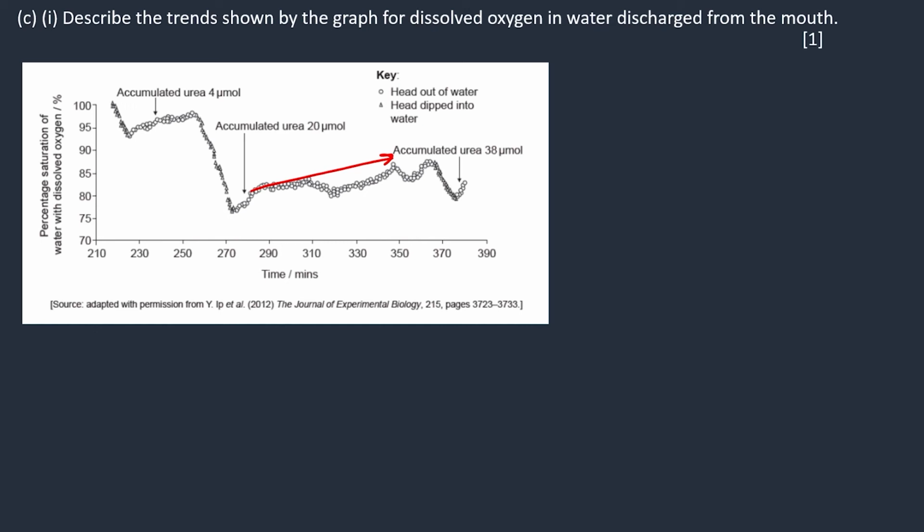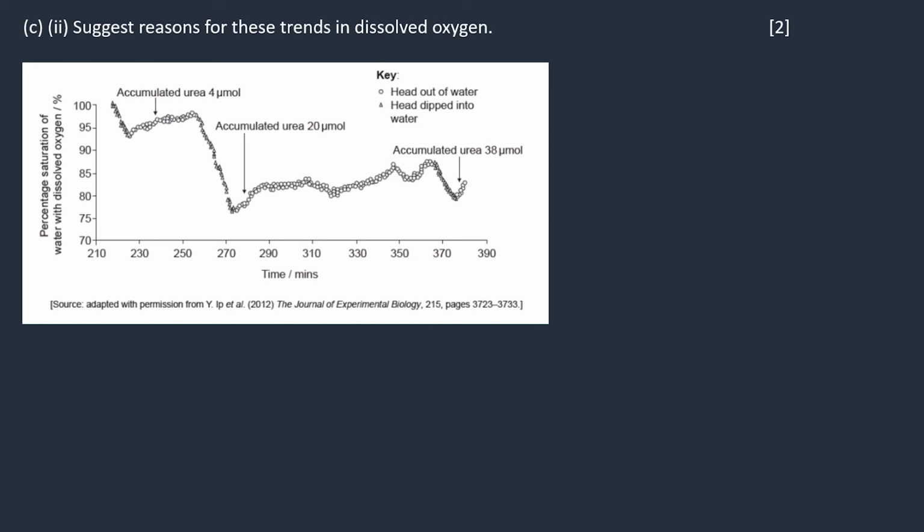And so what are we seeing? We're seeing that when the turtle's head is in water, we're seeing a decrease in O2 saturation. But when the turtle's head is out of water, we're seeing an increase in the percent saturation with oxygen. Now, why would such trends be observed?